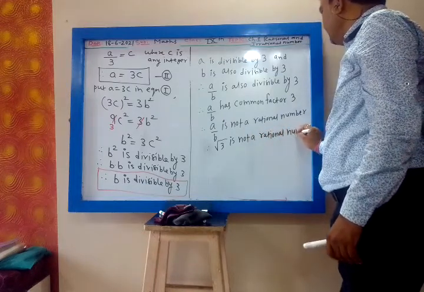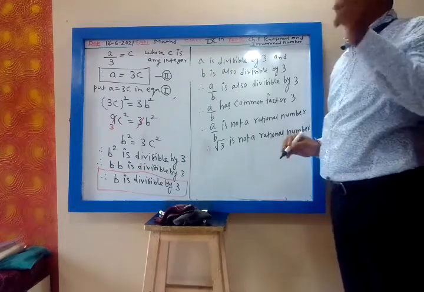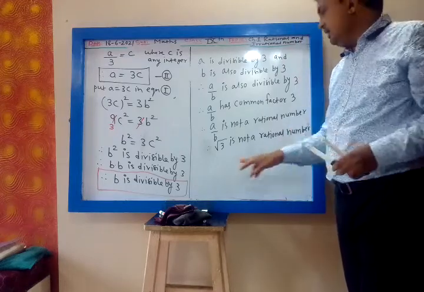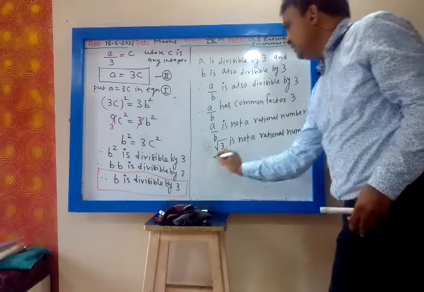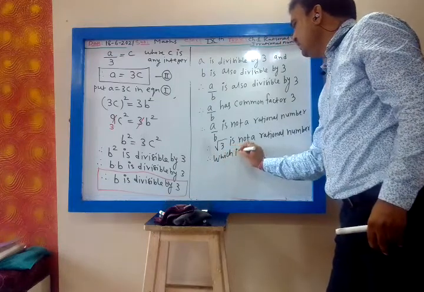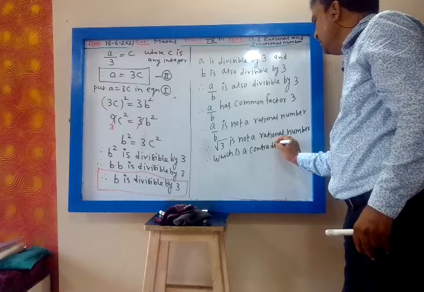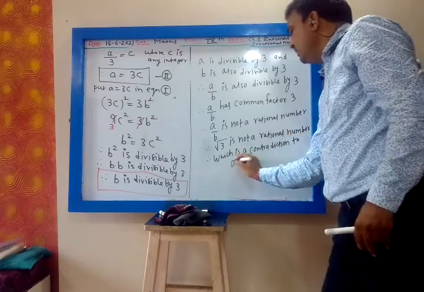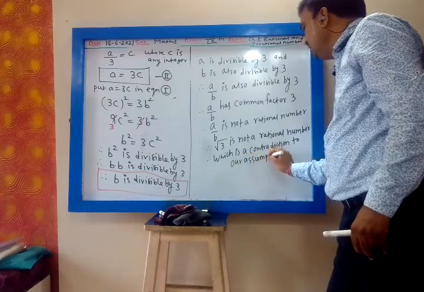So what we have done, see here, in the beginning we have assumed that root 3 is a rational number. And at the end we are getting root 3 is not a rational number. So which is a contradiction to our assumption. That means our assumption is wrong.